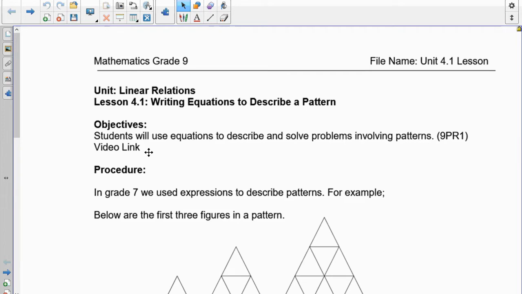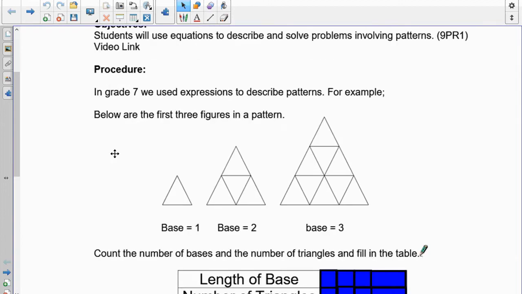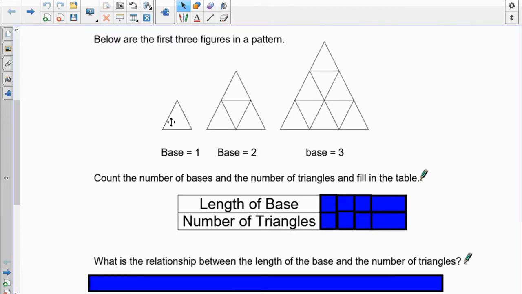So in grade 7, we used expressions to describe patterns. For example, here's one we did in grade 7. You'll see we have one triangle here, and when you take a look from here to here, this is the base of the triangle. So one triangle has a base of 1. But if you move over and put two bases together, you'll notice that in order to create the big triangle, I now have to have 1, 2, 3, 4 triangles. So for a base of 2, I have 4.